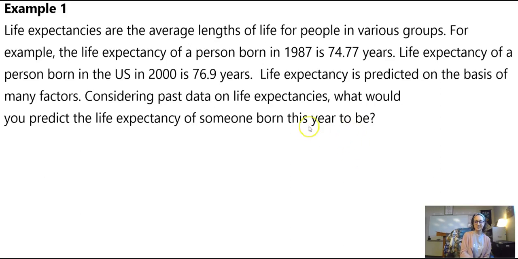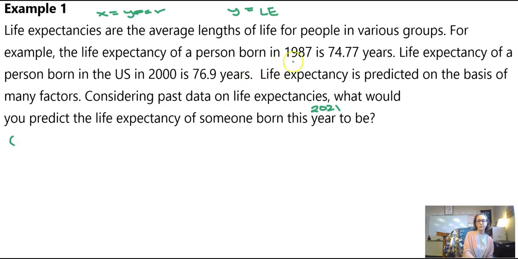And we're going to say this year is 2021, okay? 2021 to be. And we're also going to assume a linear growth pattern here, right? So let's write this down. We first want 2 points. So what I'm going to let x be is my year, and y is going to be my life expectancy.